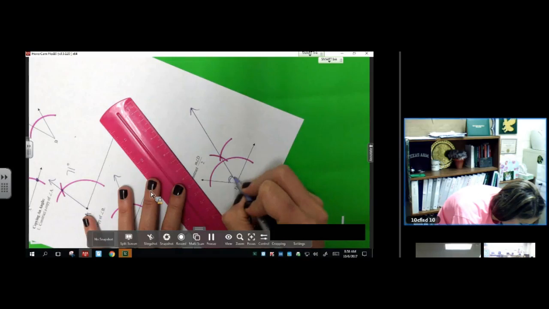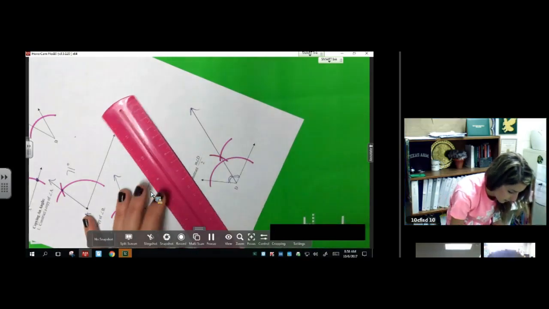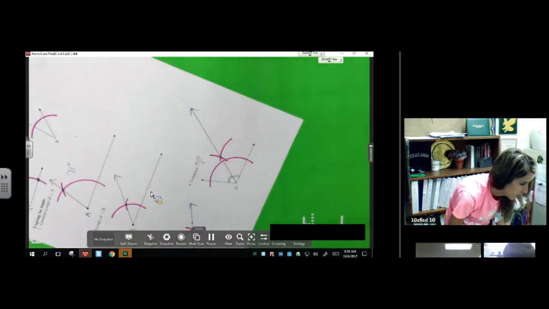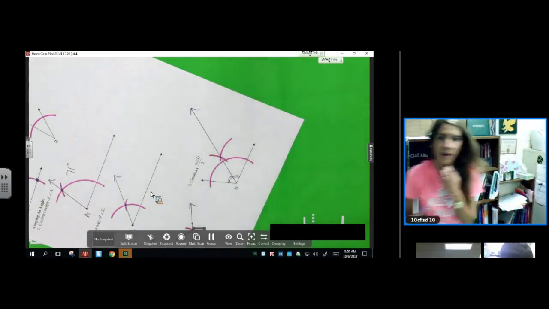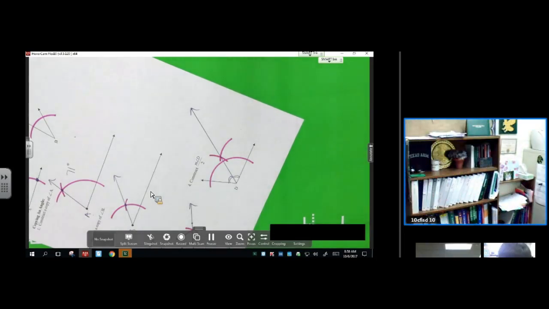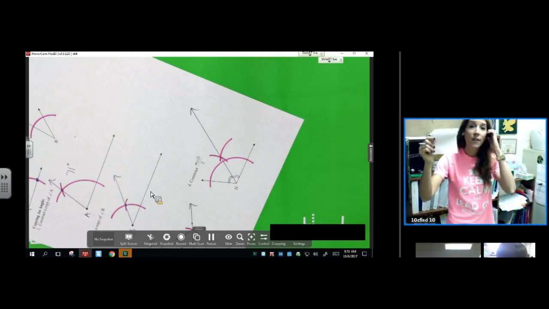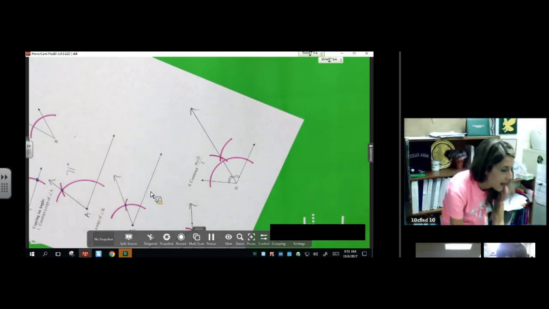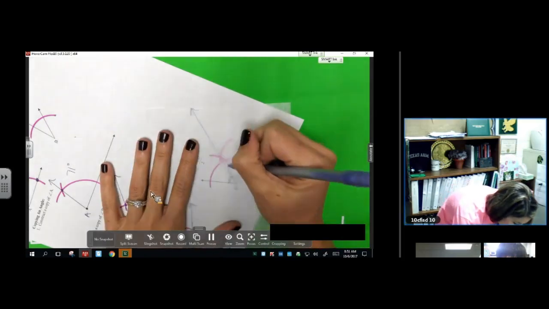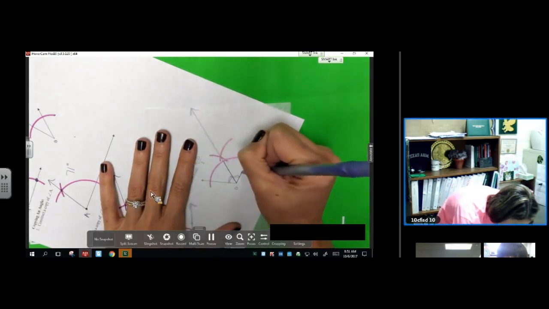I'm going to do 2 arcs this time, because we used 1 over here. So there's an angle that's been divided into 2 congruent angles. Patty paper is a great way to verify your construction, to check your answer. You could use a ruler. For time's sake, I'm not going to.